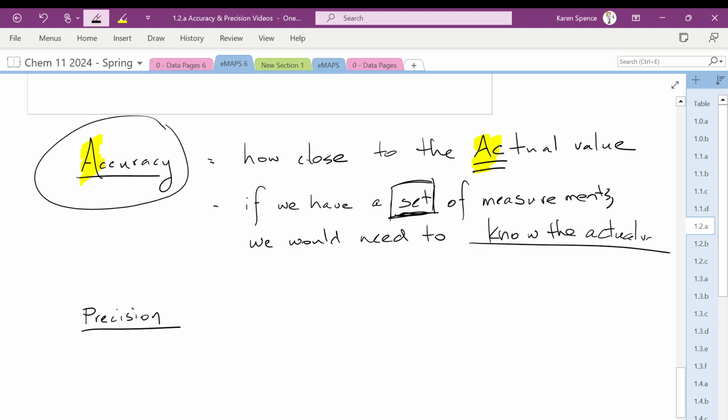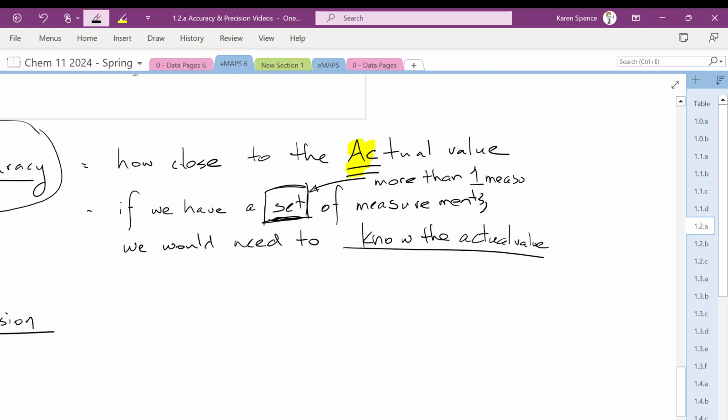So we have to know the actual value, but there's something else we need to do specifically if we have more than one measurement. Have a chat with your partner, see if you can remember what it was. We need to take the average.